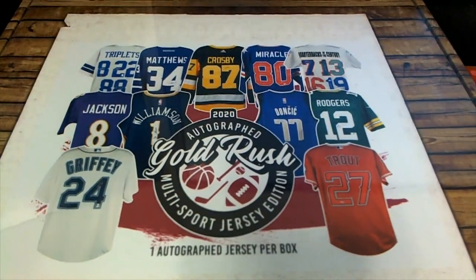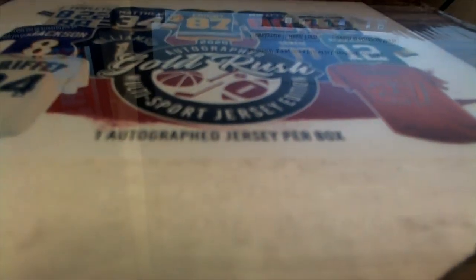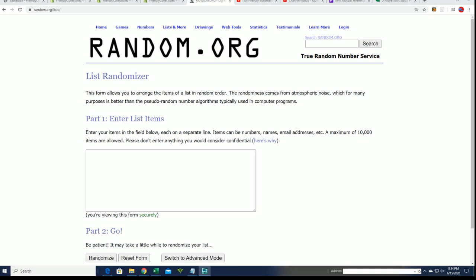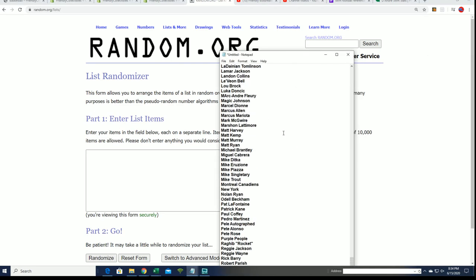Good luck, everyone, in Gold Rush, Jersey Rip. What's it going to be coming out of here? All right, all right.